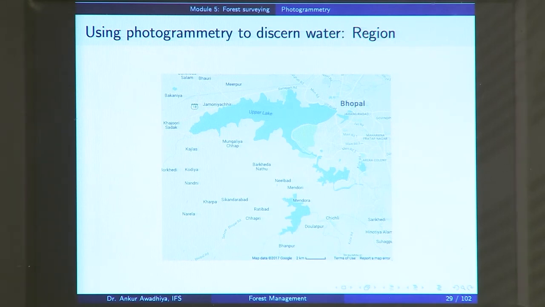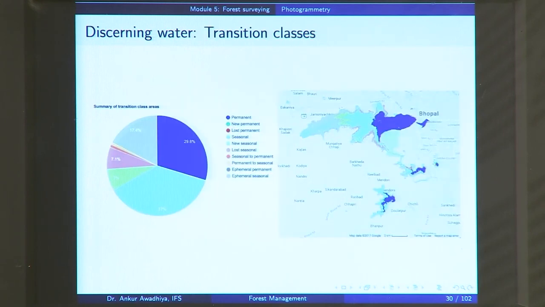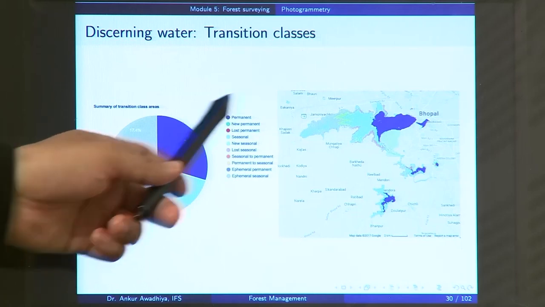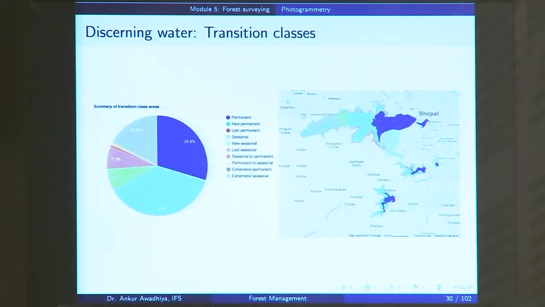Now, the question is, if you are using this water reservoir for, say, protection of biodiversity, because you have a very good bird population that is coming to this reservoir or to this lake, then we want to know what the boundary of this lake is, so that we are able to perform protection in a better manner. To discern the boundary, we started by looking at the transition classes. We are looking at 30 years of data and trying to figure out what areas have had a permanent amount of water in all these 30 years.